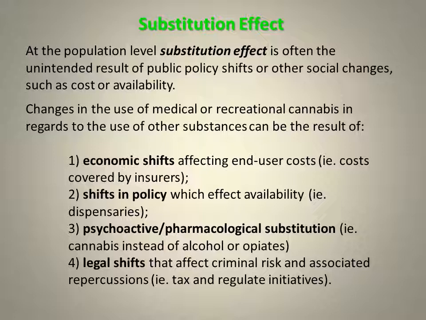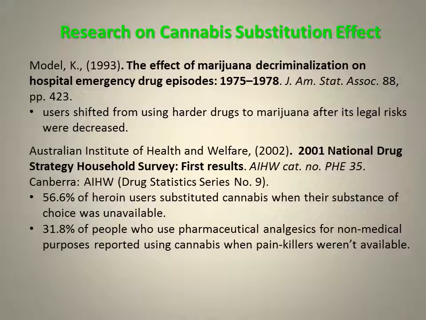And so cannabis substitution, whether for medical or recreational use, can be the result of A, economic shifts affecting end-user costs, such as health insurers covering the cost of medical use. B, shifts in policy that affect availability, such as state programs that have legalized dispensaries. C, psychoactive pharmaceutical substitution, like using cannabis instead of alcohol or opiates. Or D, legal shifts that affect criminal risk and associated repercussions, such as the recent legalization initiatives in Washington and Colorado. The scientific framework for cannabis substitution effect is actually long-standing and fairly well established.